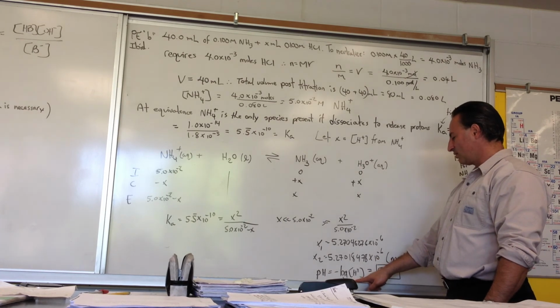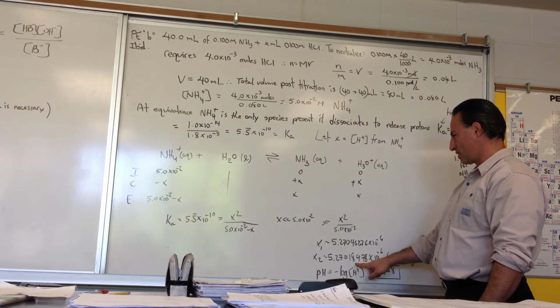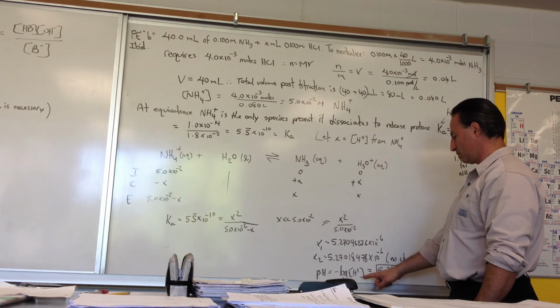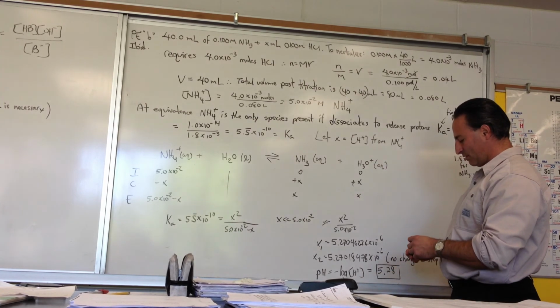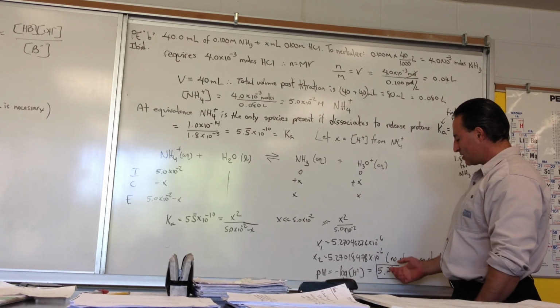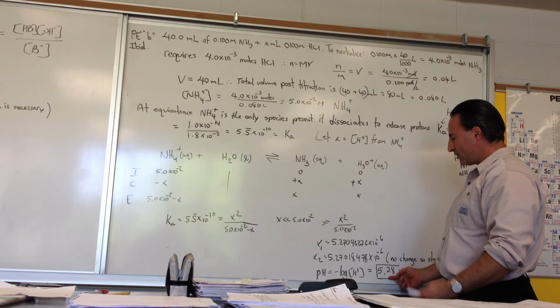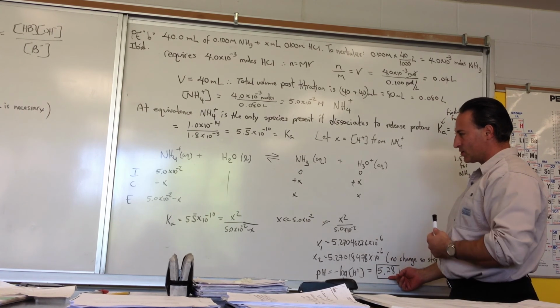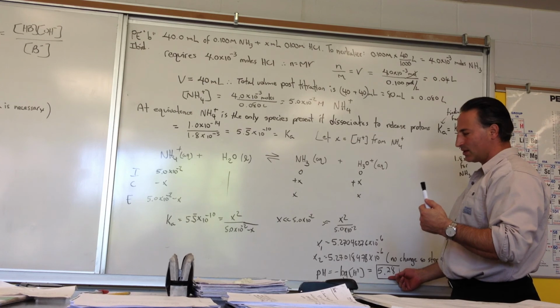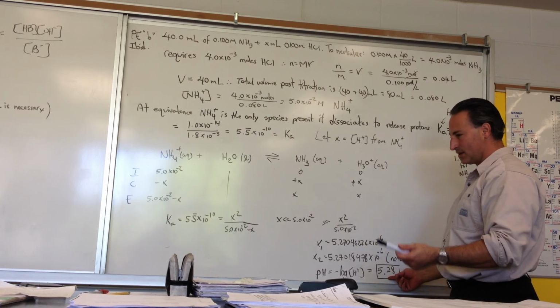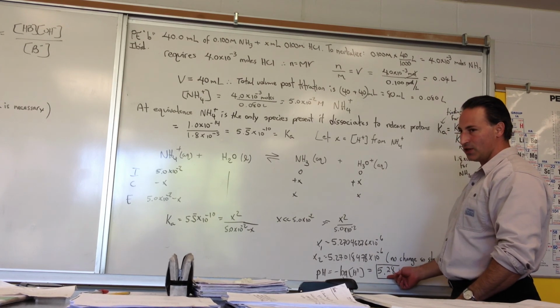pH is equal to the negative log of the H plus concentration, which is what X represents, hydronium or H plus. And the pH comes out to 5.28. And again, it stands to reason because when you have a weak base being titrated by a strong acid, the result is that the conjugate acid is a weak acid itself, and it should lower the pH to below 7.